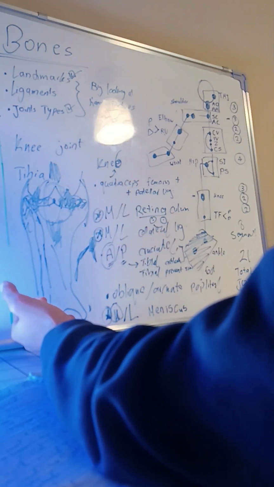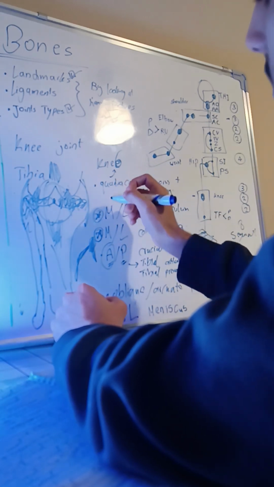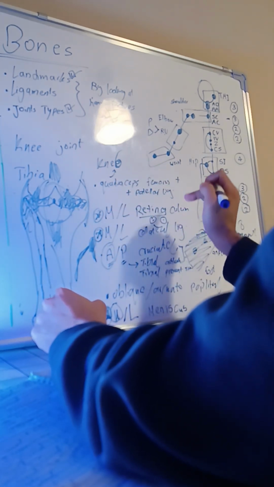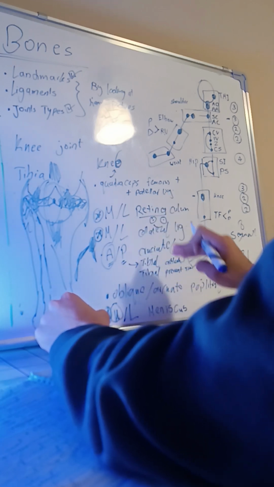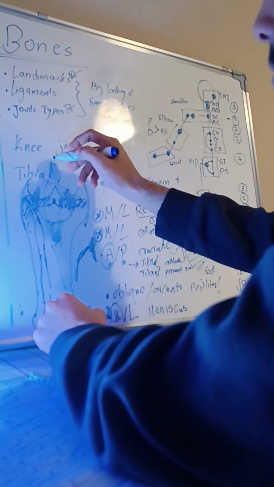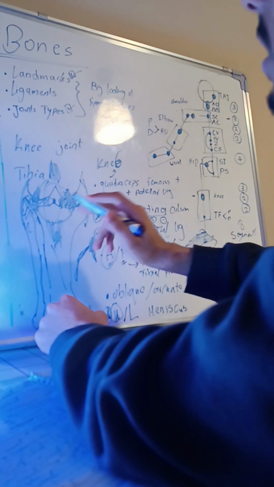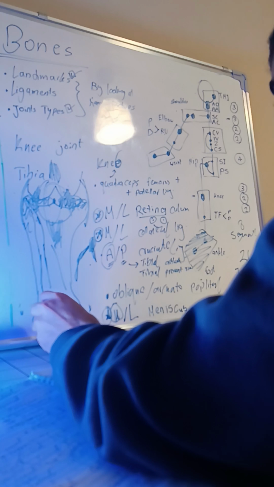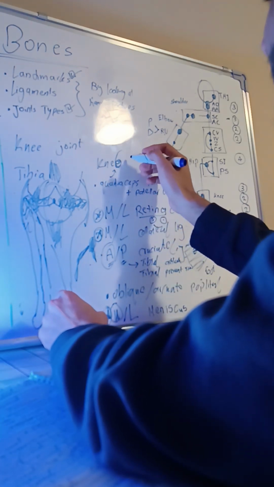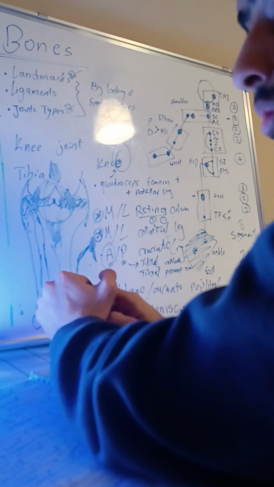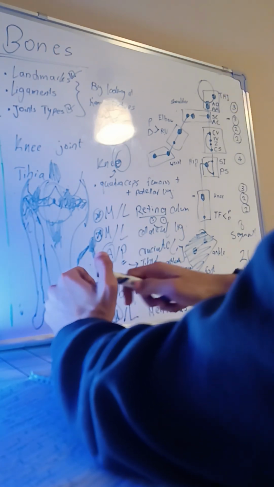So we have 6 sets: medial and lateral retinaculum, medial and lateral collateral, medial and lateral meniscus. We have the quadriceps femoris and the patellar ligament, which are in the superior and inferior part of the patella, and the oblique and arcuate popliteal and the cruciate ligaments. We have 6 sets of ligaments, 12 in total to support this knee.